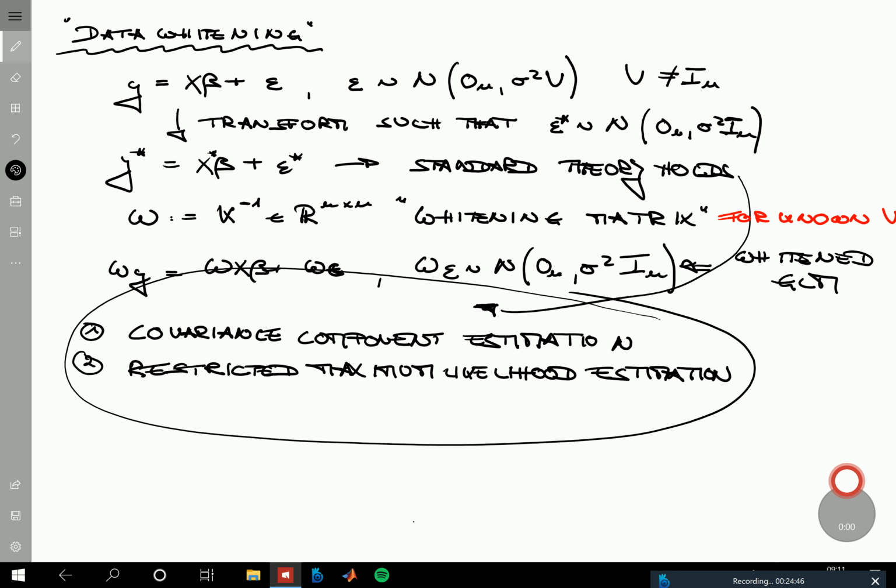parameter in a GLM with non-spherical error covariance. It accounts for the fact that the errors are serially correlated by sandwich multiplicating the inverse of the covariance matrix into it. That's the GLS beta estimator, and we can transform the entire GLM to a GLM with spherical errors by multiplying with this whitening matrix and then use the standard theory.